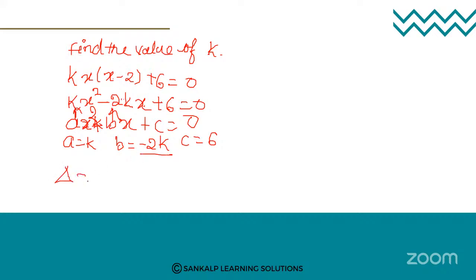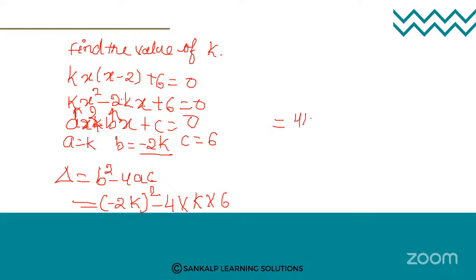Now, discriminant delta is equal to B square minus 4AC. Now, what is the value of B? B is minus 2K square minus 4 into A value K, C value 6. Minus 2K square: minus 2 square is 4, K square is K square. Minus 4 into 6 is 24K. Right? Now, transfer this minus 24K to this side. You will get 4K square is equal to plus 24K.